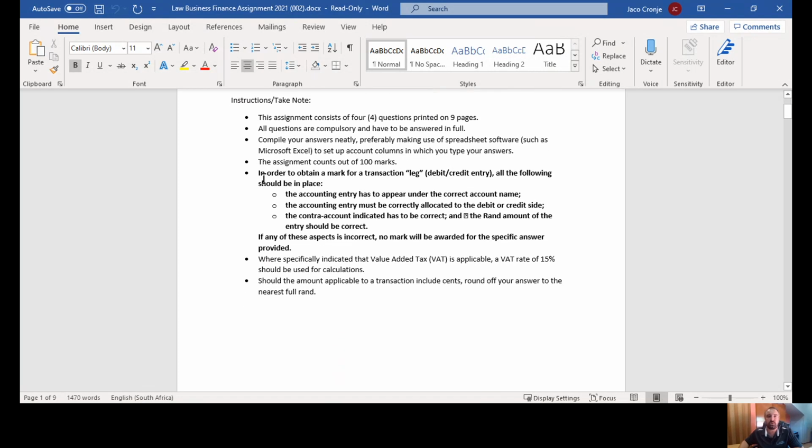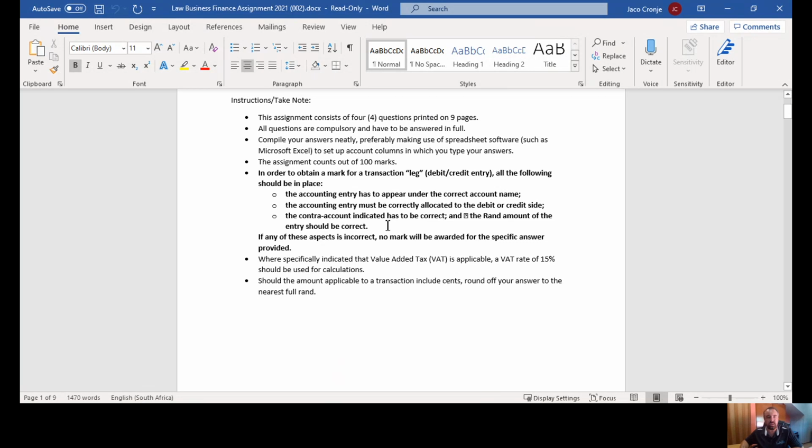Now this part is important. In order to obtain a mark for a transaction leg, so this is basically any general ledger or ledger that we do, the following should be in place. The accounting entry has to appear under the correct account name. So the T account has to have the correct, or something very similar, name to what the mark plan says. The accounting entry must be correctly allocated to the debit or the credit side. That's obviously very important. If you do it correct, but it's written on the wrong side, no mark. The contra account indicated has to be correct, and the rand amount of the entry should be correct.